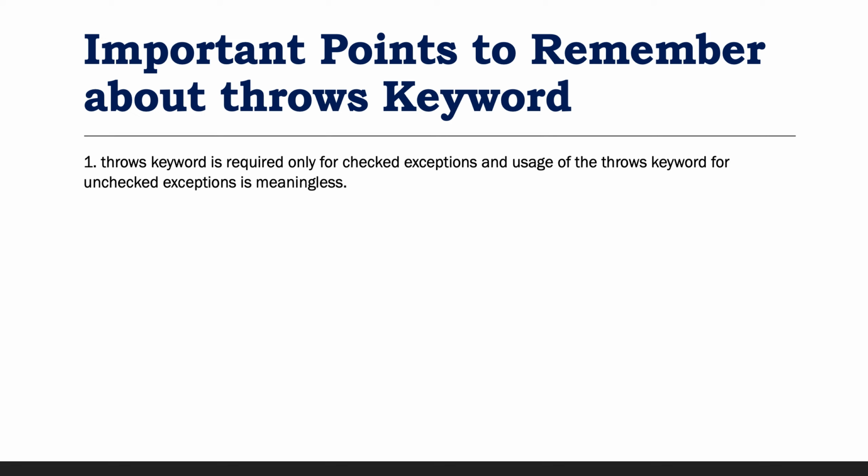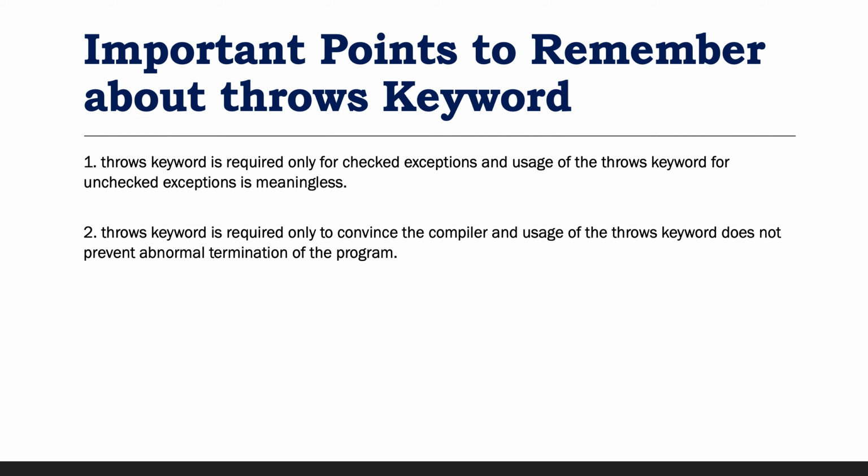The throws keyword is required only for checked exceptions, not for runtime exceptions. Why? Because usage of the throws keyword for an unchecked exception is meaningless, since even if you are not throwing it, the Java compiler is going to automatically handle it. The point to remember is that the throws keyword is required only to convince the compiler, and usage of the throws keyword does not prevent abnormal termination of the program, because it just gives a reminder to the caller of the method that this kind of exception is going to be thrown, so that the caller can handle it, like how we have seen in the main method, right?